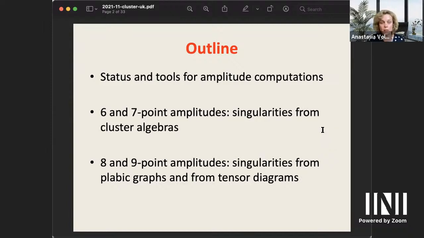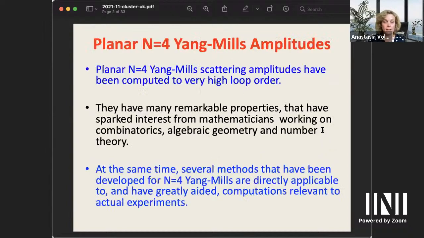Before I begin, let me have an introductory slide on scattering amplitudes. We will be talking about scattering amplitudes in this particular theory, planar N=4 Yang-Mills theory. There are various reasons it's an interesting theory. It's important in physics for various reasons. And it's a nice theory. And the scattering amplitudes in this theory have been computed to very, very high loop order.